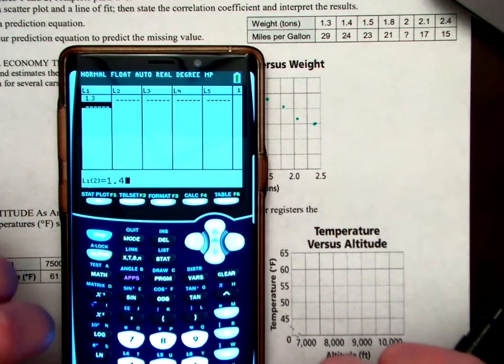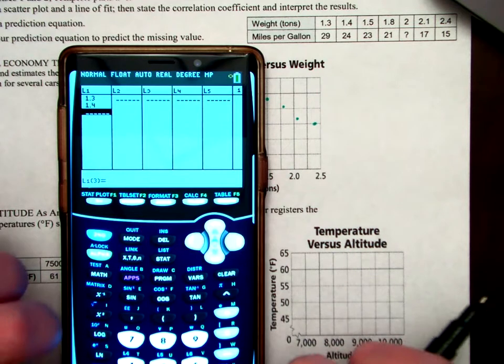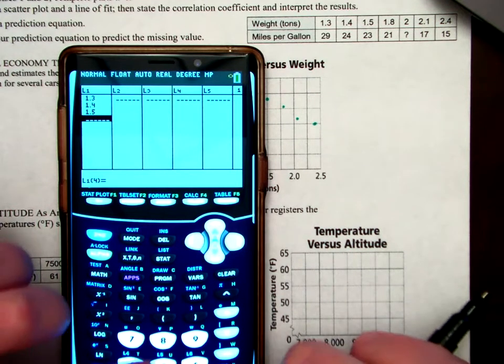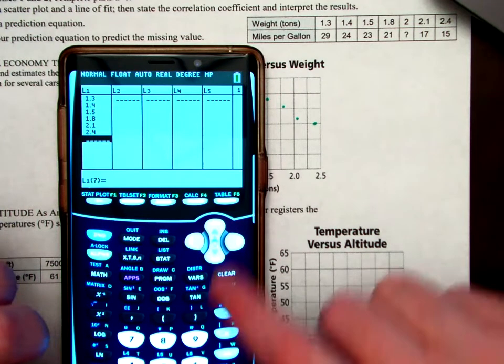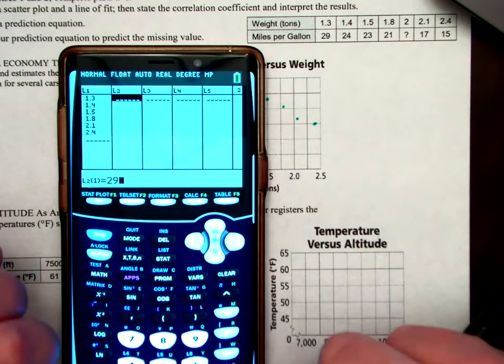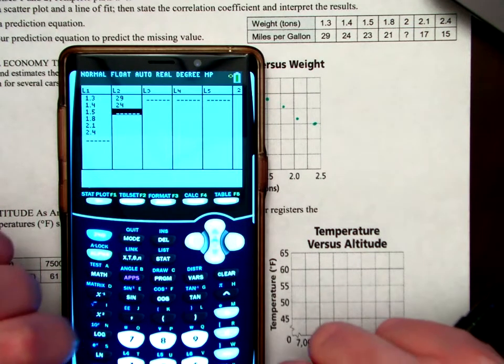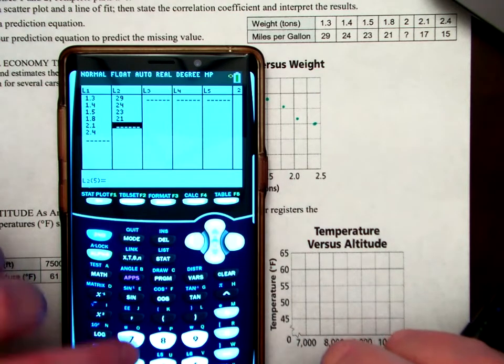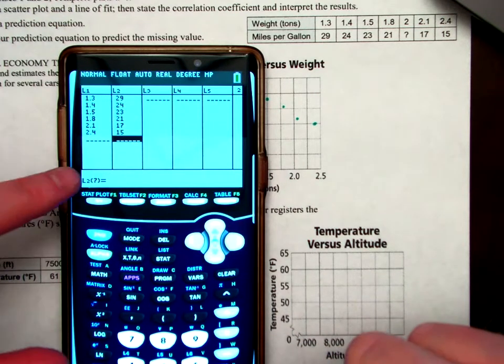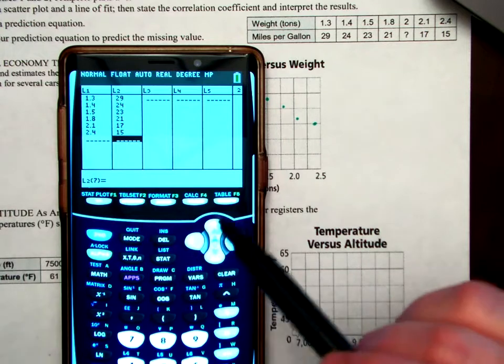1.3, 1.4, 1.5, 1.8, 2.1, 2.4, 29, 24, 23, 21, 17, 15. They are lined up with the same arrow, so it means my data is correct.